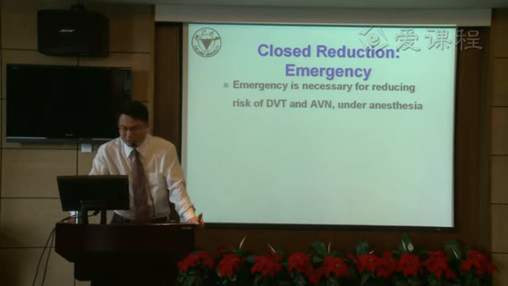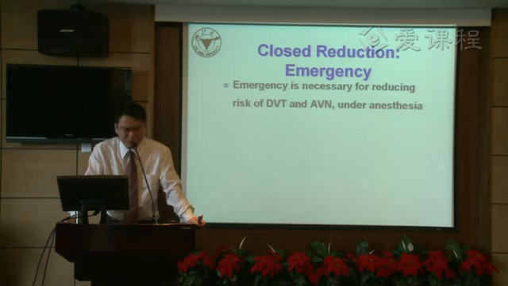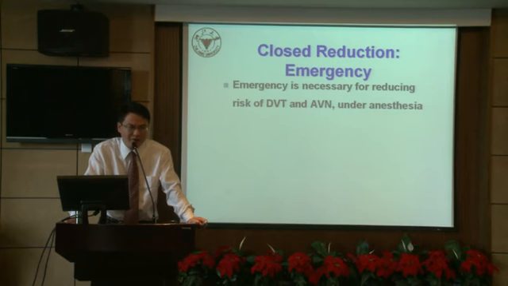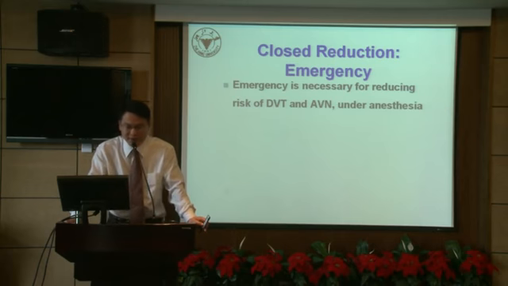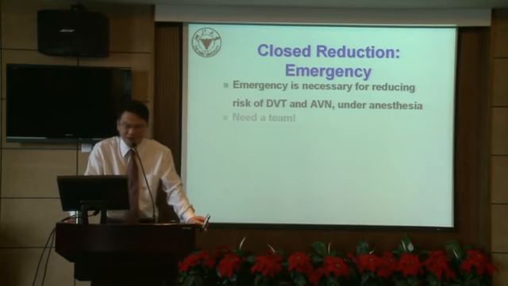And the closed reduction is typically performed under anesthesia, as the muscles around the hip and in the spine are much stronger than your muscles in the forearm or upper arm. For these reasons, you need a team. You cannot make it all by yourself.